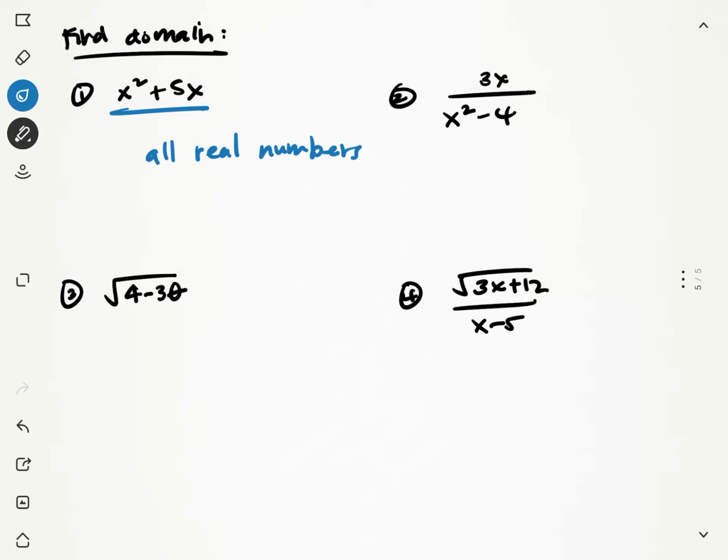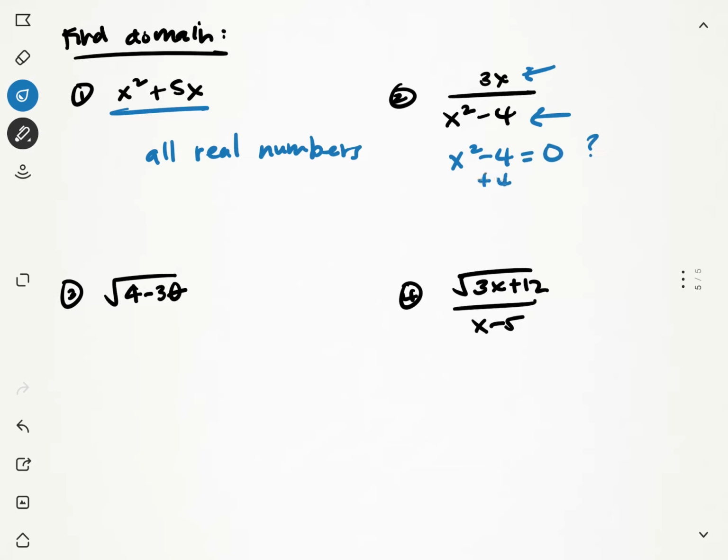The only time we really need to be careful is if we have a denominator with an x in it, or we have a square root in there. Okay, so let's look at number 2. The top doesn't matter. We could have anything up there other than a square root, and we wouldn't have to worry about it. In this case, we're just looking at the bottom. So we have a denominator here. We're trying to figure out, when is x squared minus 4, the whole denominator, going to be equal to 0?